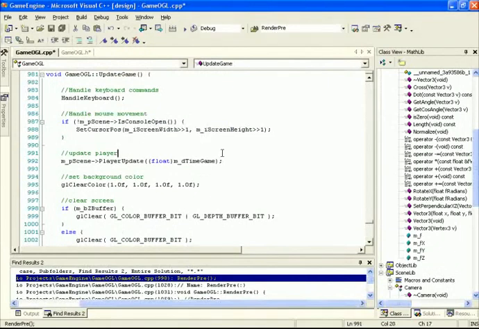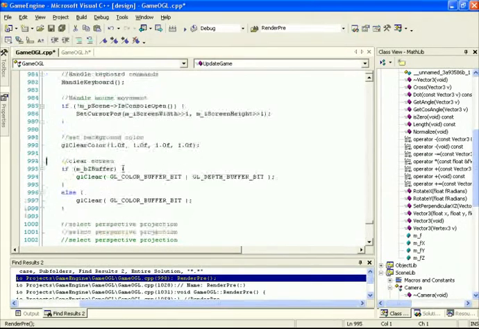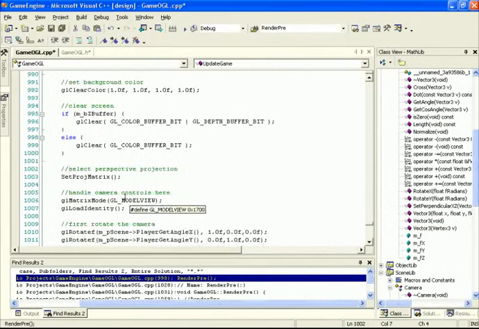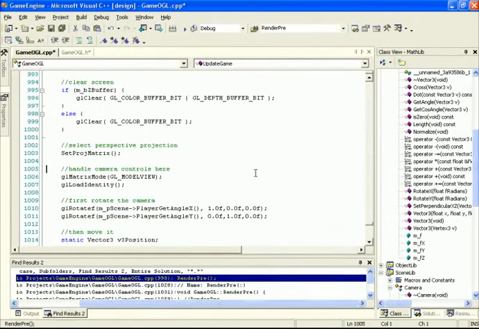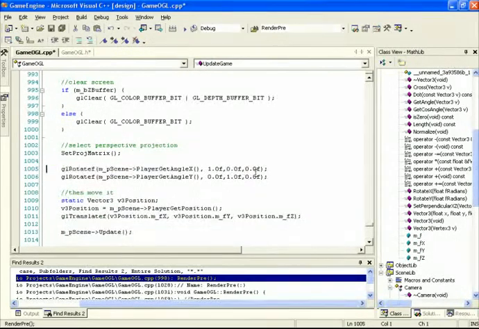We're not going to update the player here, so we're going to delete this part. Clear color, we still want to clear it to be white, so we're leaving this. And we're also going to need to clear the buffer, so we're going to leave that here as well. We're going to select the projection matrix because we want to render things in 3D. We're leaving that. Now, handling the camera controls, all of this is going to happen inside of the camera class, which means we can delete all this because we're not going to need it here.